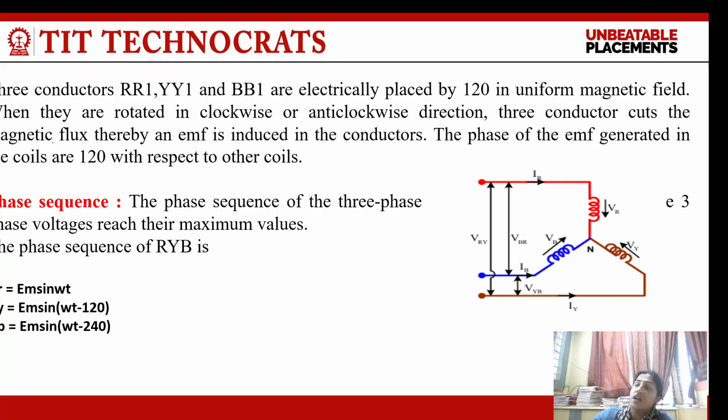If these three windings are connected in a star connection, these are the phases. The voltage across a phase is known as phase voltage, and these phase voltages differ by an angle of 120 degrees. If ER is the induced voltage across the winding R, it will be Em sine omega t, and the voltage induced in the Y winding will be Em sine omega t minus 120 degrees, and the voltage induced in the B winding will be Em sine omega t minus 240 degrees. That is the difference of angle of 120 degrees.